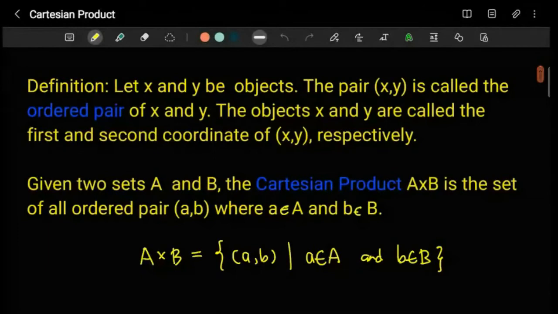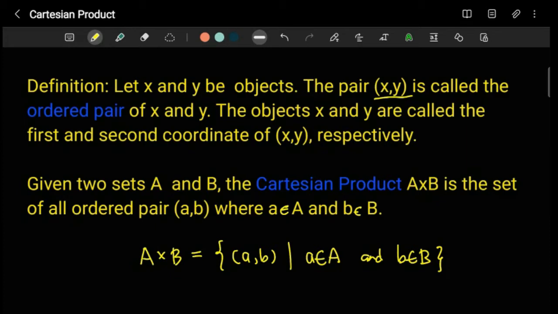So let's first define what we mean by a Cartesian product. Now, for two objects X and Y, the open parenthesis (X, Y) is called an ordered pair of X and Y. Again, in this representation, we're using this as an ordered pair, not as an open interval. It's an abuse of notation, yes, but there's no other notation that we're using, and we're already familiar with this notation. So this is an ordered pair of objects X and Y, where X and Y are called the first and second coordinate respectively. This is an ordered pair, meaning the ordering is very important.